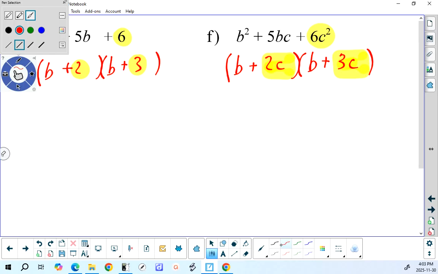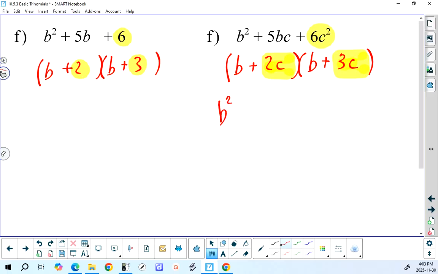If we FOIL this out, b times b is b squared. My outer is 3c times b, which is 3bc. You can see I'm building bc terms now. My inner is 2c times b, which is 2bc. And my last is 6c squared, and it all checks out.